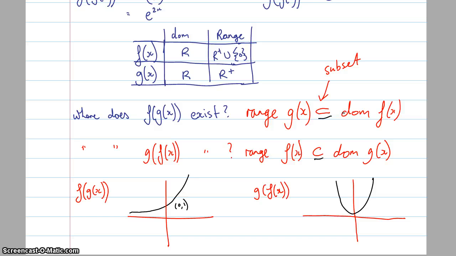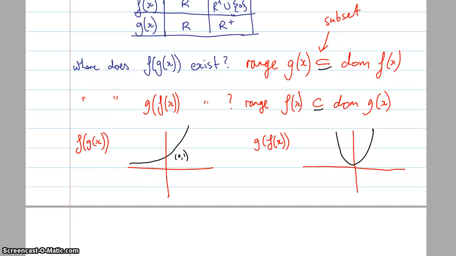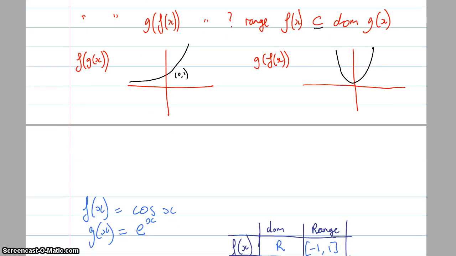We're going to be finding out whether the range of the inside is a subset of the domain of the outside. And if it is, then great, we can draw the graph, no problems. If it's not, then sometimes we have to make some amendments. Okay, so let me give you another example.